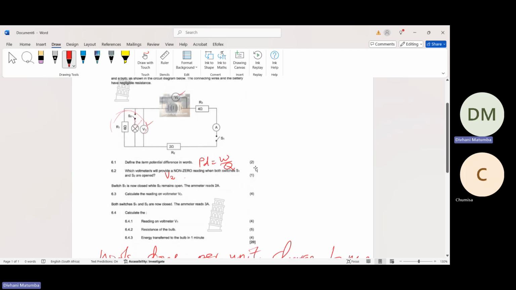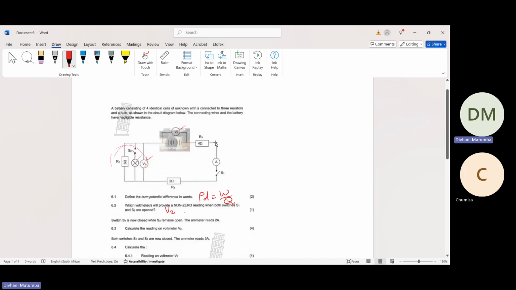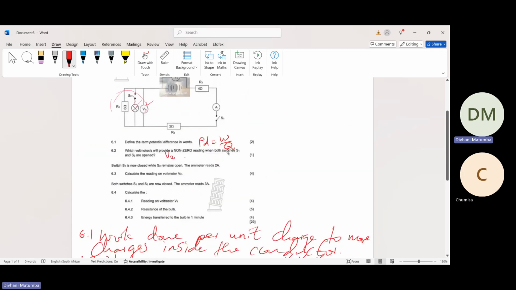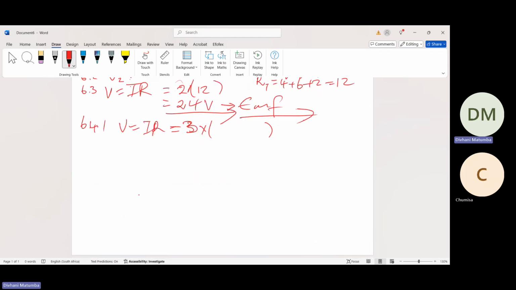Do you agree that a portion of the 24 volts is going to be used by the 4 ohm? Yes, sir. Okay, so how much will the 4 ohm resistor use? How much will it use?